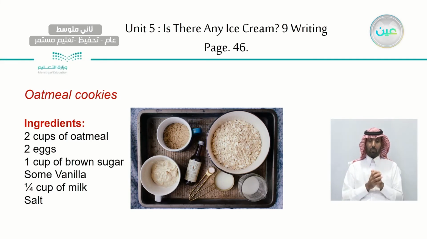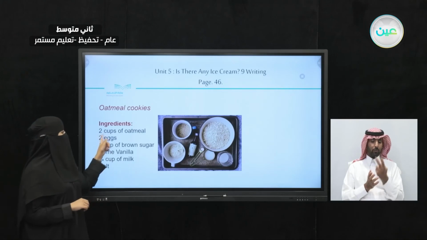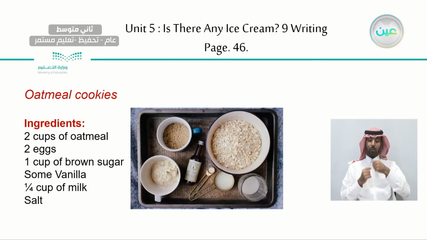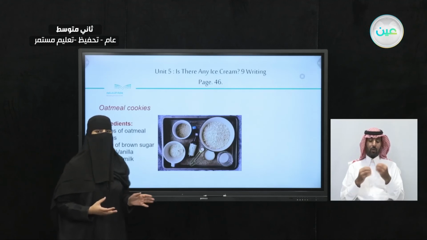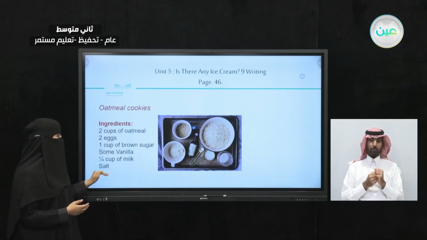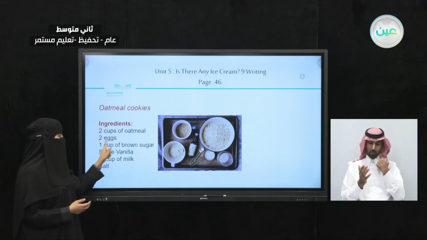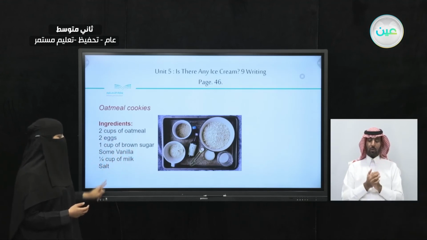Now, let's take a look at the quantity of the ingredients. Here, 2 cups of oatmeal, 2 eggs, 1 cup of brown sugar, some vanilla. We can't count the vanilla. It's a non-count noun. Some vanilla, and we have 1/4 cup of milk, and the last ingredient is salt. Here we listed the ingredients we need: oatmeal, eggs, brown sugar, vanilla, milk, and salt.